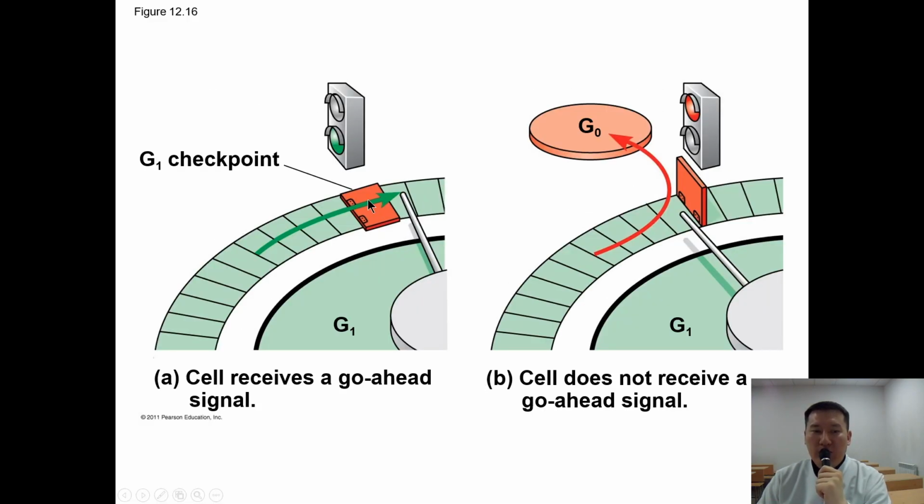So here is the G1 checkpoint. A cell receives a go-ahead signal and it continues its division, or usual stage of division. If the cell does not receive a go-ahead signal, it will not divide.